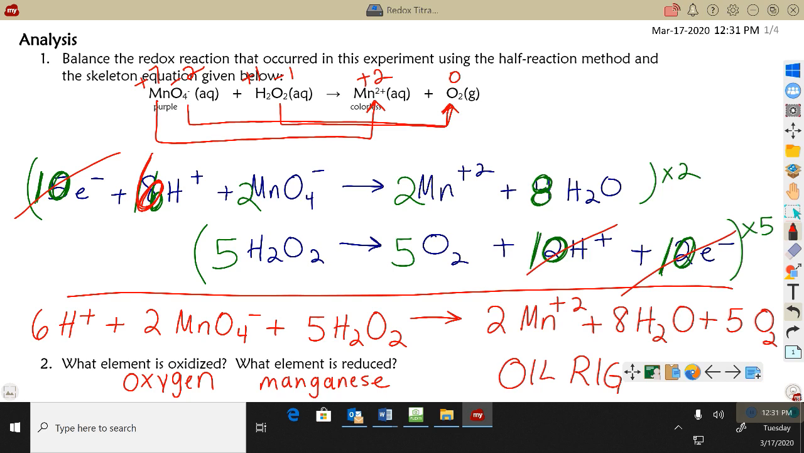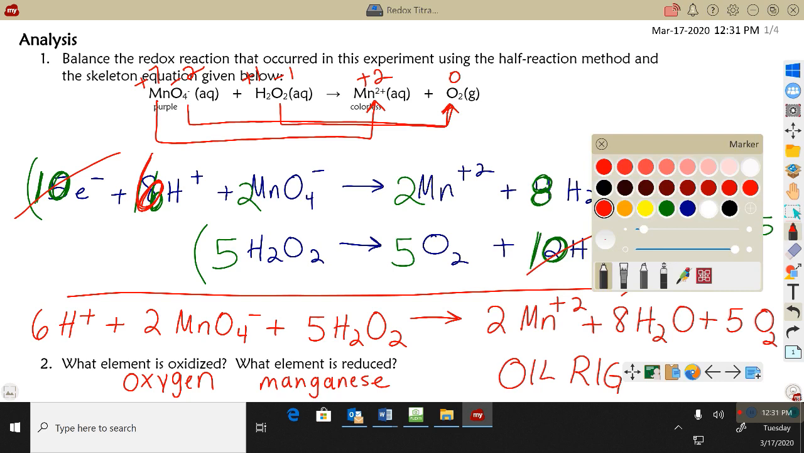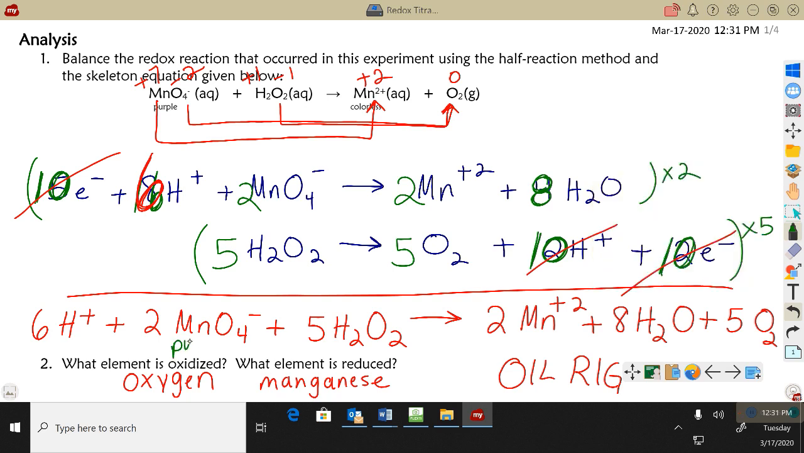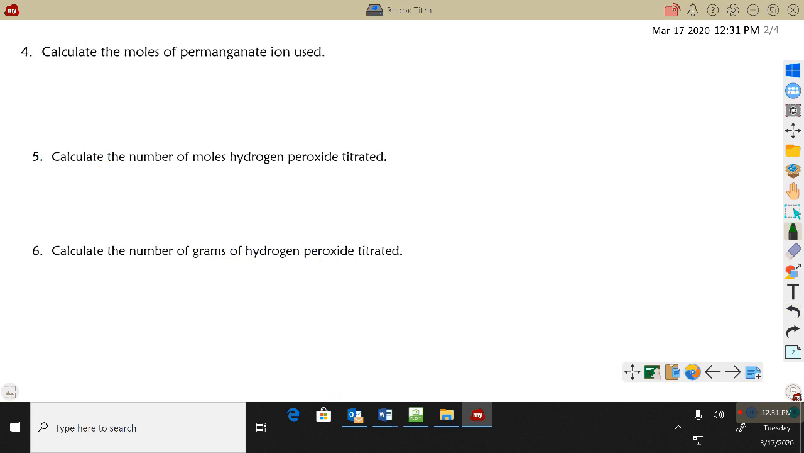As we titrated them, we saw a color change. This should have gone from the purple permanganate to the kind of pink manganese +2, like a real pale pink. Fantastic. Okay, so we got 1, we got 2. Moving on, let's do some calculations.